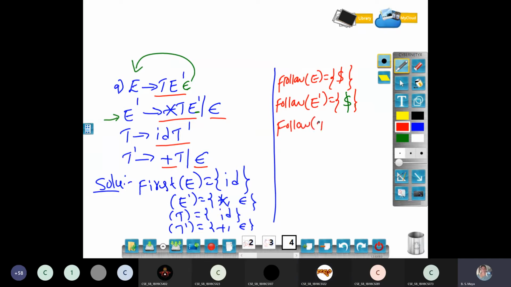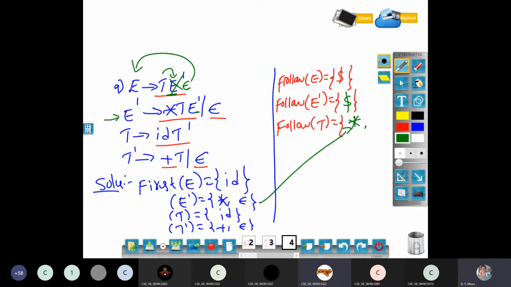Follow of T. Tell me what is follow of T now? E dash is there, ma'am. Follow of T, E dash is there. You have to add first of E dash here. Yes, ma'am, except epsilon. I will write only star. I don't add epsilon. If you replace epsilon with E dash, what happens? First of T you are doing. Yes, ma'am. E dash has star, I copied. This E dash has epsilon. Then what is there in front of T? Epsilon. Nothing. Then you should go to follow of the head of the production.